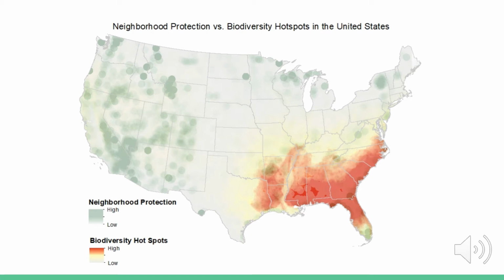This final map is a combination of the previous 2 maps shown, neighborhood protection versus biodiversity hotspots in the United States. The dark green areas show land in the US that are protected, and the red-orange areas show land that contains high species diversity. The mismatch between these 2 areas is extremely significant. Further action should be taken to protect species in these high biodiverse areas to prevent them from going extinct.